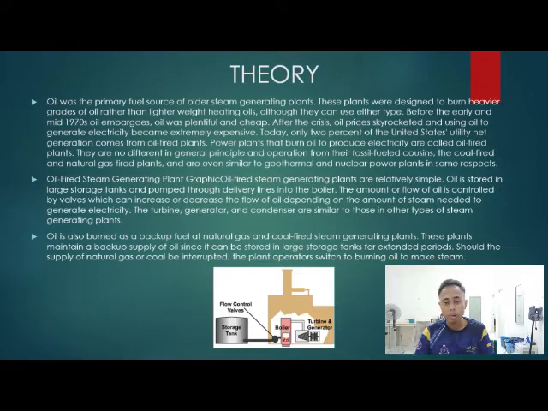So oil is also burned as a backup fuel at natural gas and coal-fired steam generating plants. These plants maintain a backup supply of oil since it can be stored in large storage tanks for extended periods. Should the supply of natural gas or coal be interrupted, the plant operator switches to burning oil to make steam. So this explains why it's common to see oil storage tanks at natural gas and coal power plants.